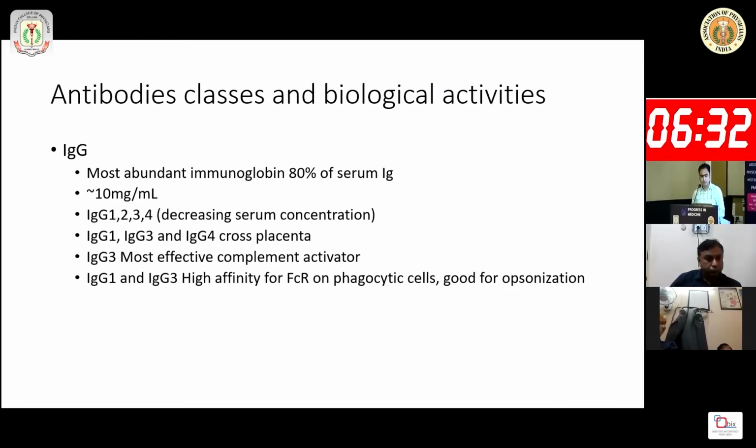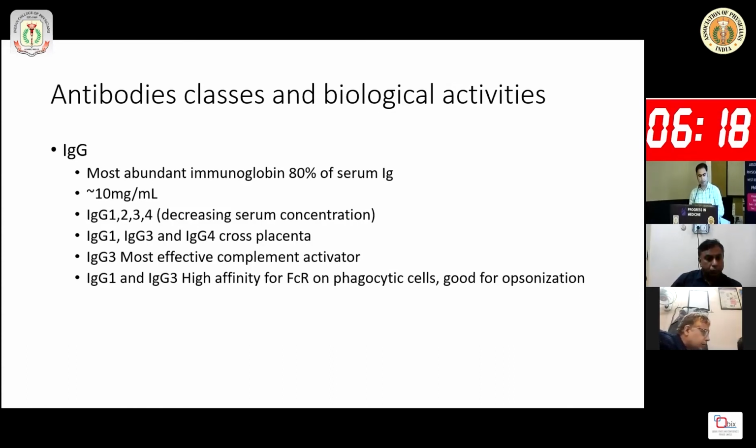Coming to the first class, which is known as immunoglobulin G, it is the most abundant immunoglobulin and consists of around 80% of the serum immunoglobulin volume. There are many subclasses of the IgG molecule as well, like 1, 2, 3, and 4.